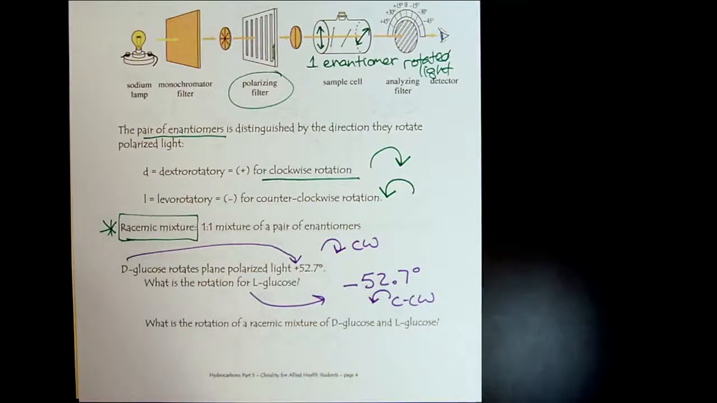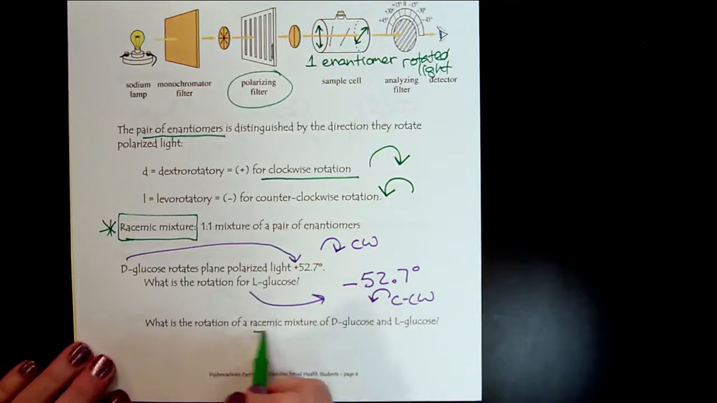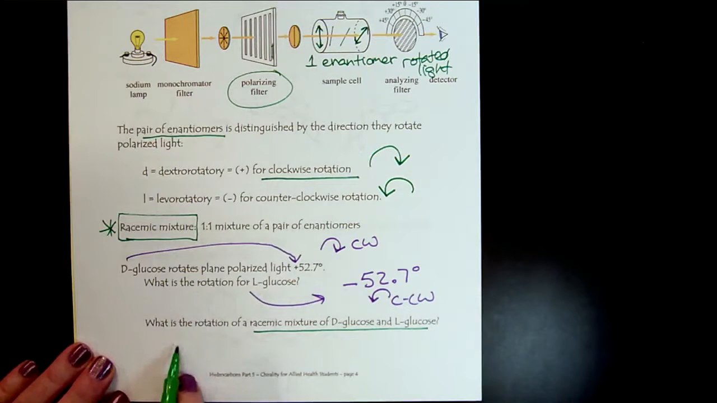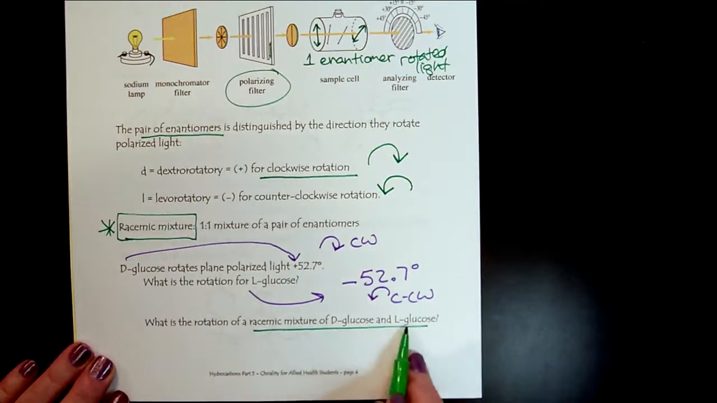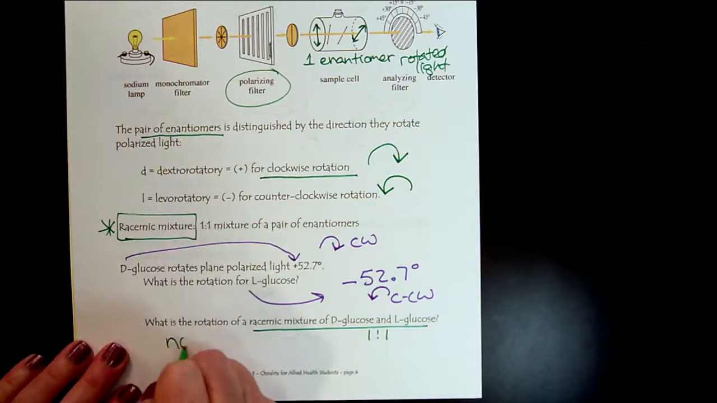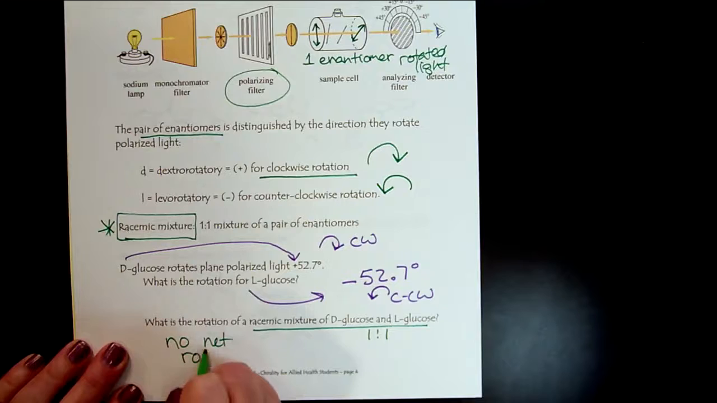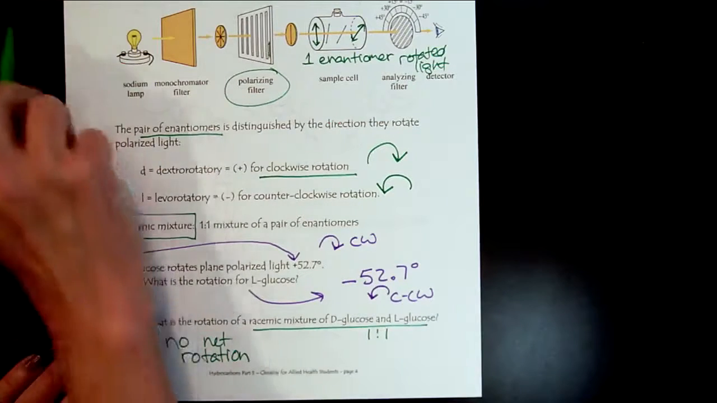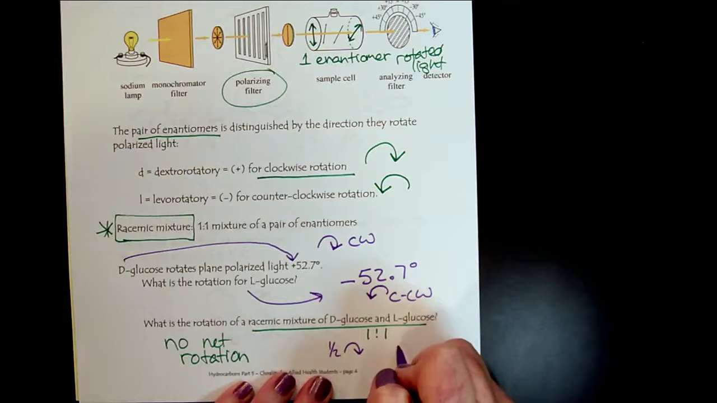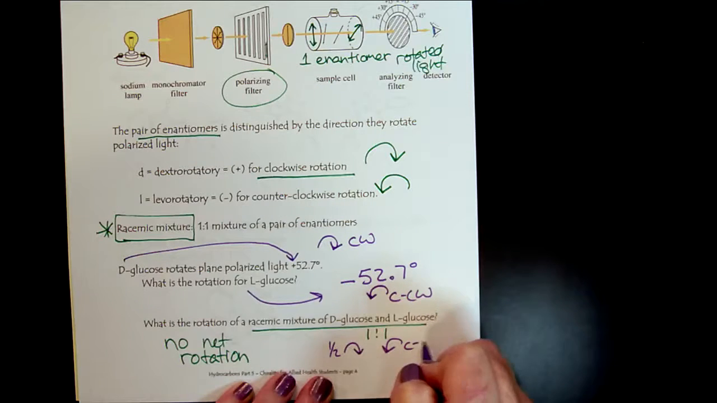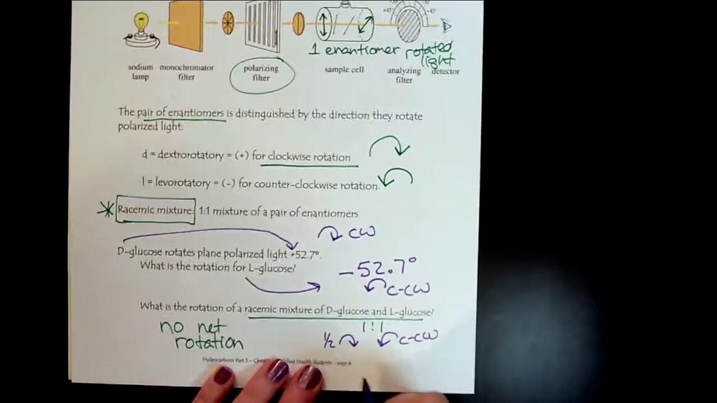Alrighty. And then to make sure you understand the definition of a racemic mixture, right? If we had plane polarized light and we put it through a racemic mixture of D and L-glucose, that means it's 1-to-1. What happens to the light? Basically, there's no net rotation. All right? So half of the sample will rotate the light clockwise, and the other half of the sample will rotate the light counterclockwise, and so they cancel out.